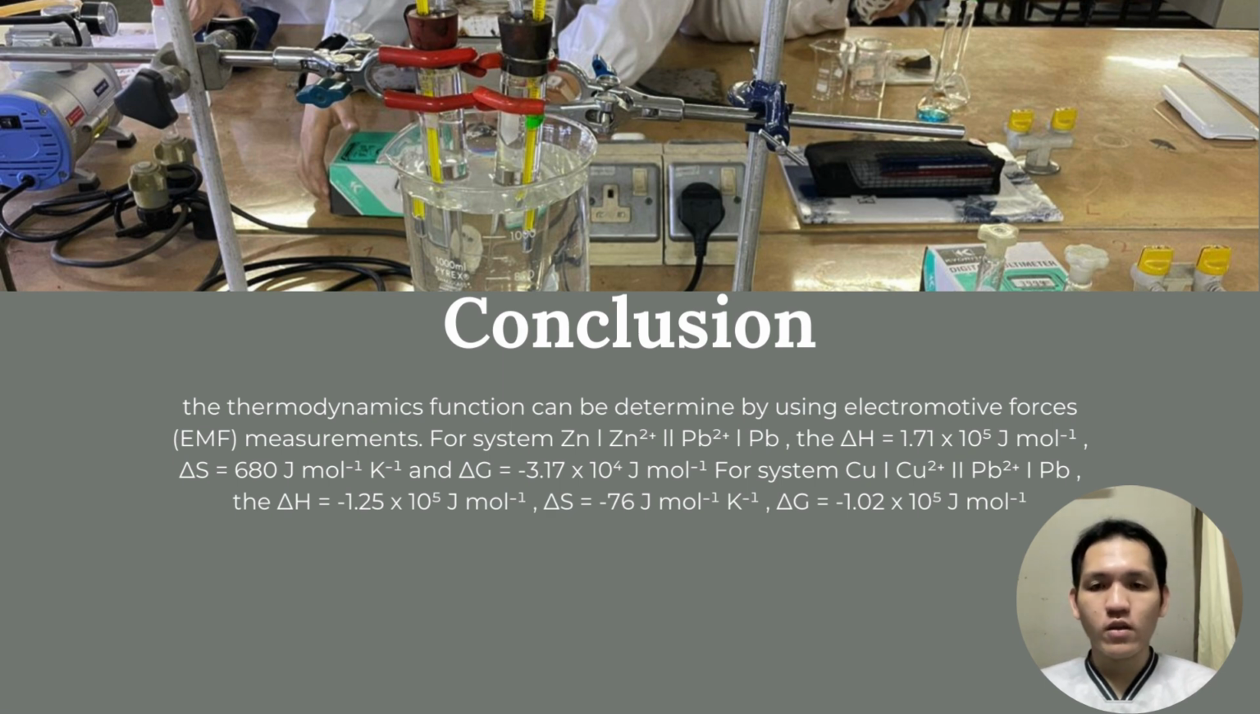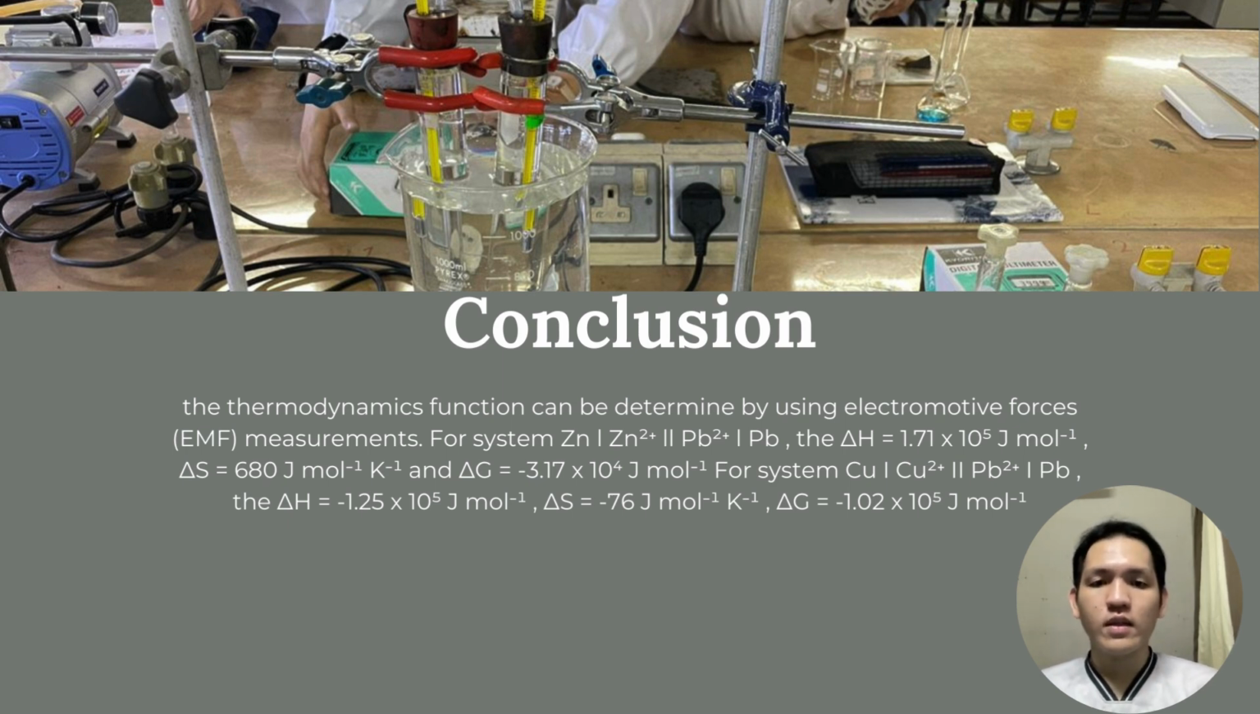For the conclusion, we can conclude that the thermodynamic functions can be determined by using electromotive force (EMF) measurement. For the system zinc and plumbum, the delta H is equal to 1.71 times 10 to the power of 5 joule per mole. Meanwhile, the entropy change is 680 joule per mole per Kelvin, and the Gibbs free energy is negative 3.17 times 10 to the power of 4 joule per mole.